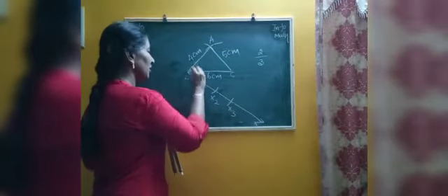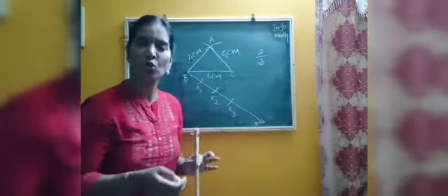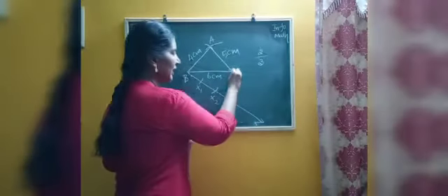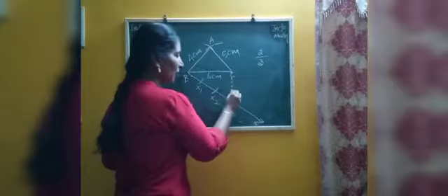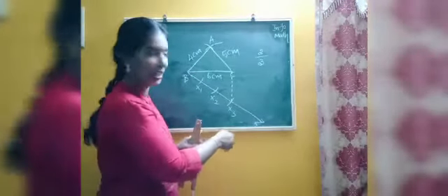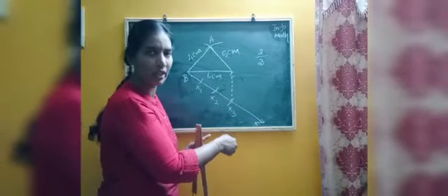I already said there is no fixed measurement for this arc; it should be convenient, not so lengthy and not so small. Now connect X3 to C. Let it be a dotted line, because this is not our required diagram. This is the supportive diagram, so I drew it in a dotted line.